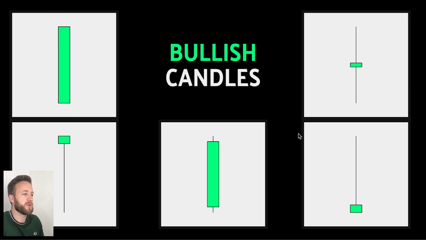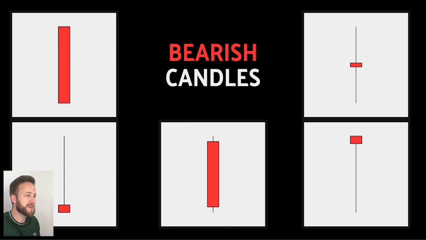So that's the overview of the bullish candles. Obviously you can kind of see what I'm getting at here. Maybe screenshot this so you can analyze it a little bit more, take it into the charts and have a look yourself. Now we're going to jump into some bearish candles, and this is basically exactly the same thing, but obviously the other way around.